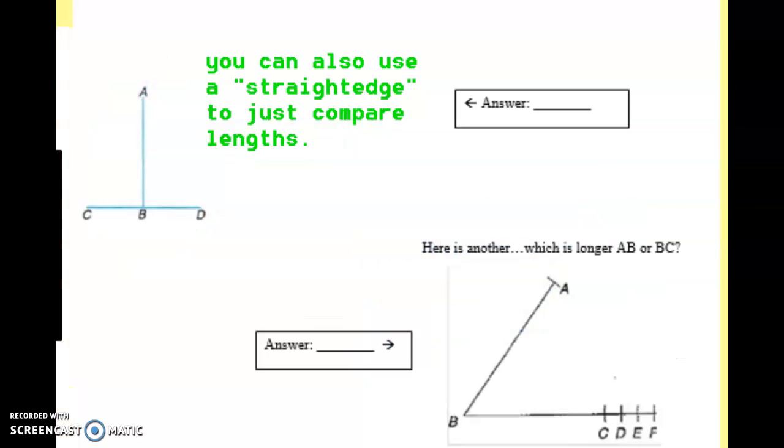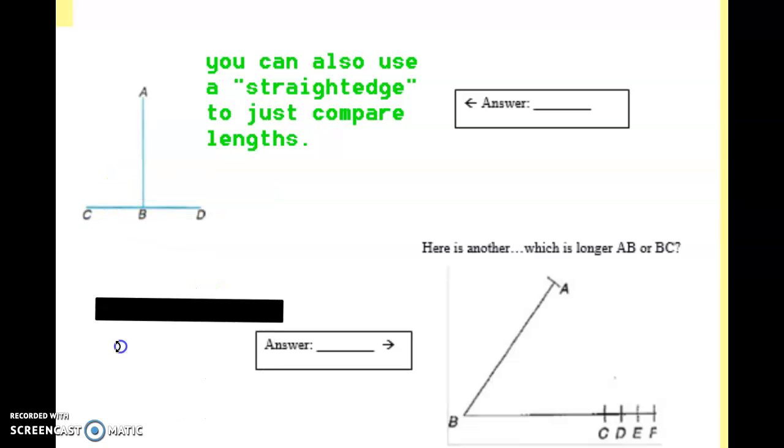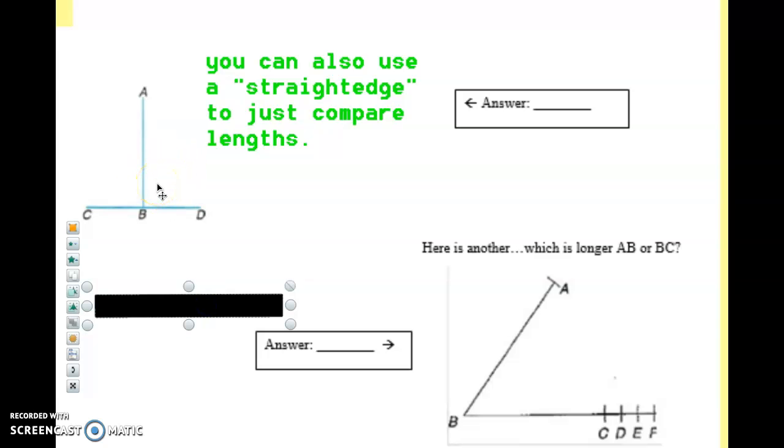You can also use a straight edge just to compare lengths. Again, you're not looking to identify how long something is, you're just looking at it to compare. So here is my generic rectangle that I'm using as my straight edge on my screen. Again, you could pick anything. You can even pick a piece of paper and put it up. So we're looking in this one just to say, hey, is line segment CD the same length as AB?